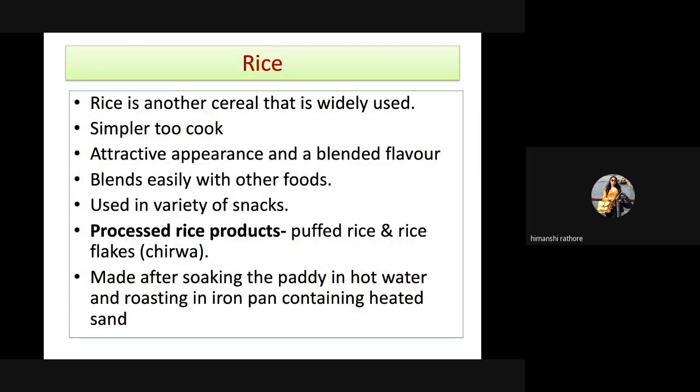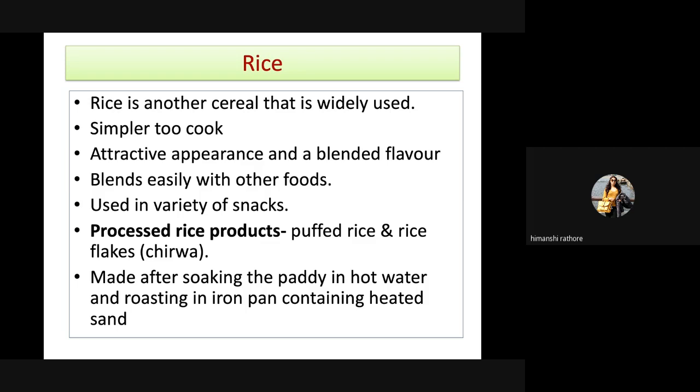Rice is another cereal which is being widely consumed and used in India. Why? Because the cultivation of rice is being done at a high rate, and the weather is suitable, the soil is suitable for the rice cultivation. Then it is very simple to cook. You just need to boil them, and you can have it with any curry, any vegetable, meat or chicken. And they are attractive in appearance, and they are tasty.